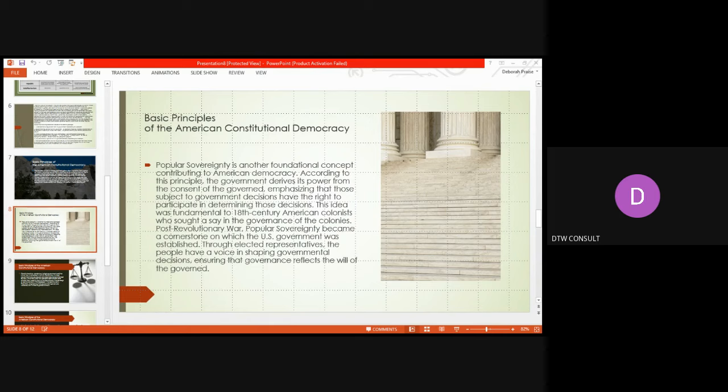So during elections, the people, the majority, are the ones who vote in their government, thereby giving their government the power to rule, the power to govern. That is why in the principle of popular sovereignty, we say that the people, the governed, give consent. Government's power comes from the consent of the governed. Number two, people subject to government decisions have the right to influence those decisions. So if the government wants to make a decision, the people have the right to influence.